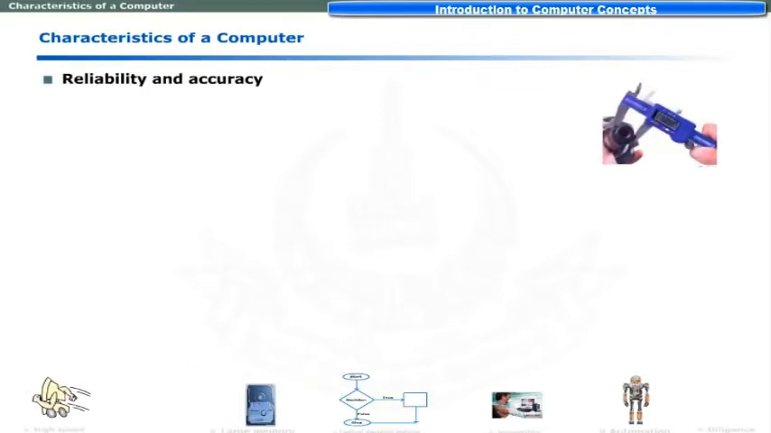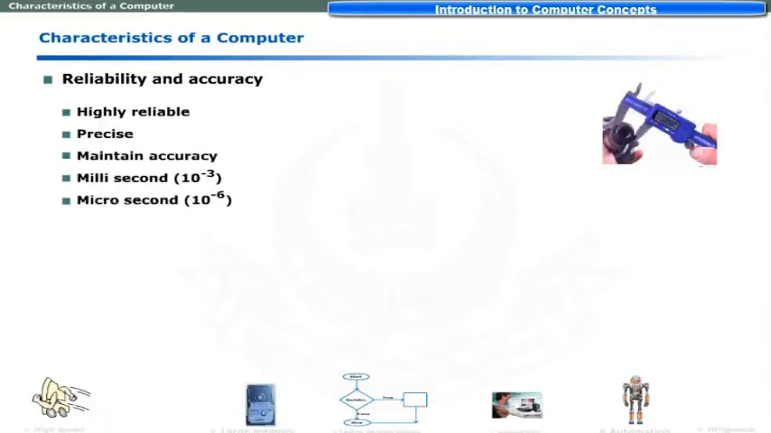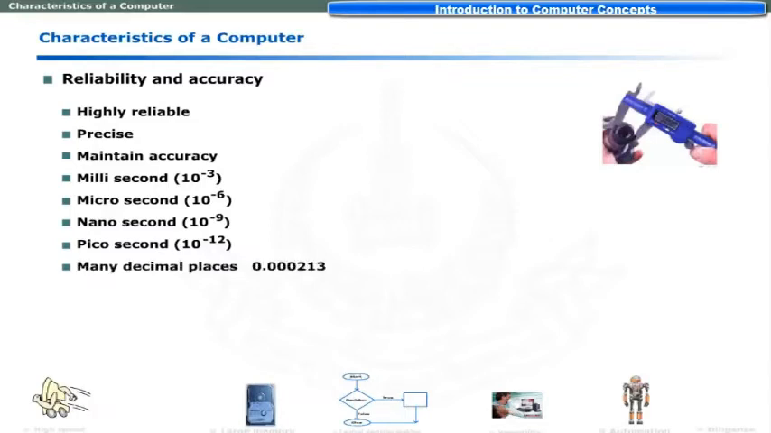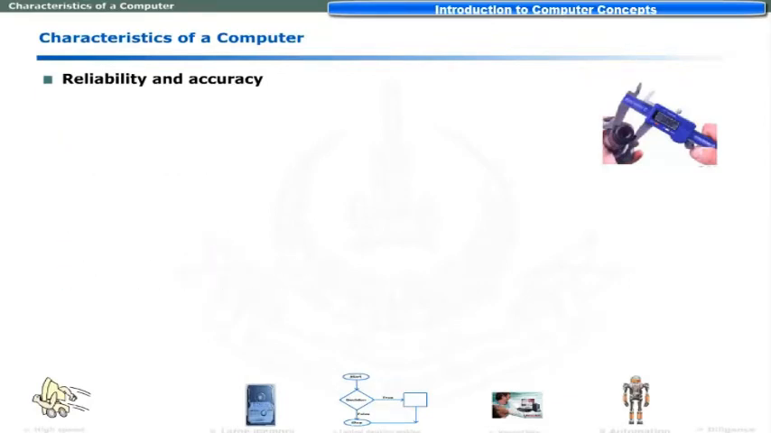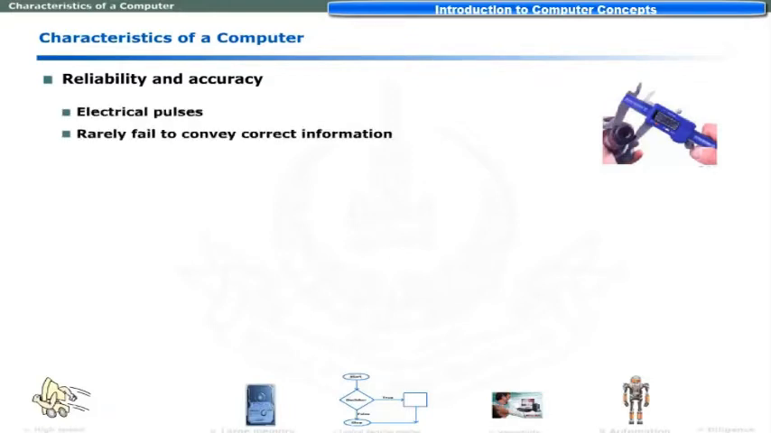The results of computers are highly reliable and precise. Computers maintain accuracy within a millisecond, microsecond, nanosecond, picosecond, or any level of required precision. These are also accurate up to many decimal places in mathematical calculations. High accuracy and reliability is because a computer works on electrical pulses that rarely fail to convey correct information.